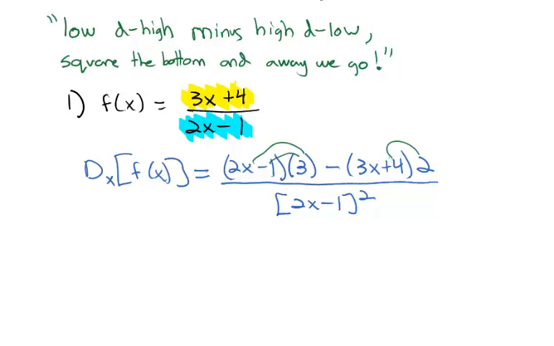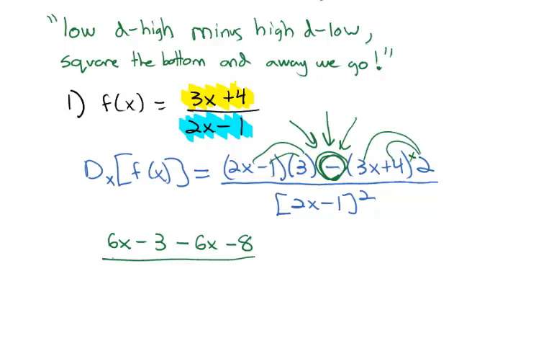Cleaning it up with a little distributing through the parentheses. Don't forget about the negative here. We're going to treat that like a negative 2 coming through. So distribute the 3 through, we get 6x minus 3 minus, treating it like a negative 2, negative 6x minus 8. Biggest mistake people are going to make is they're not going to distribute that as a negative. Be careful there. It's going to be a negative distributing through.